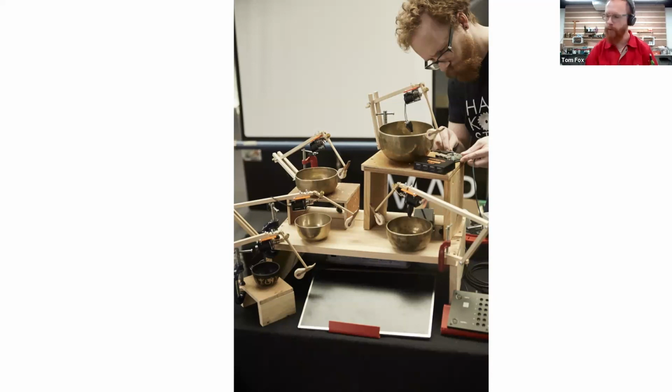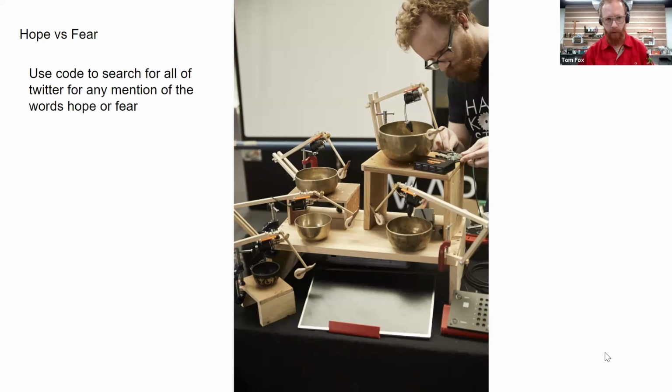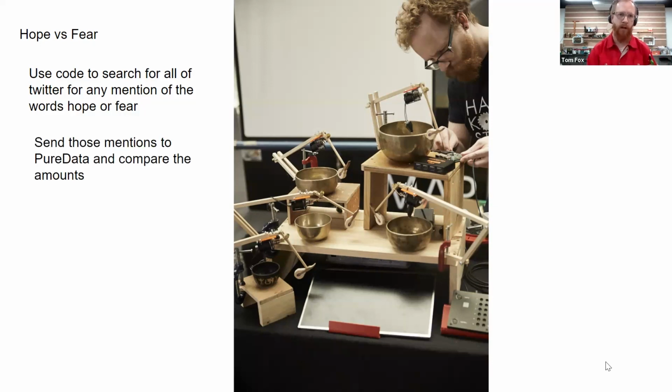And that's when I came up with this version. This is my installation called Hope versus Fear. How this works is instead of waiting and looking at my account, it looks at the whole of Twitter and looks for any mentions of the words hope or fear. In all of Twitter, it didn't have to be a hashtag. It could just be any tweet, any bit of text that has one of those 2 words. And then again, it would send that data to Pure Data. Every time it saw the word hope, it would send a message to Pure Data. Every time it saw fear, the same. And then Pure Data would compare how many times those words got mentioned over a period of time.